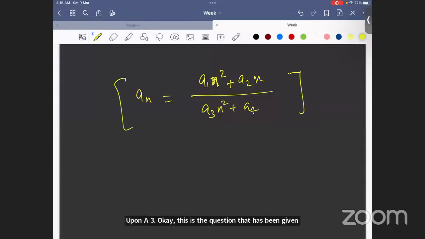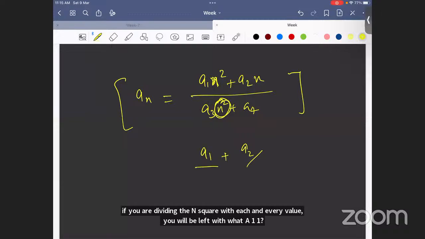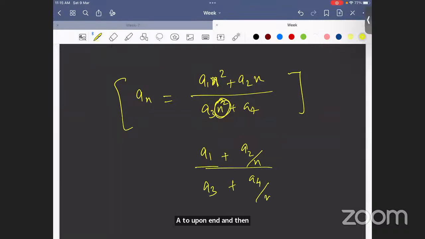So what will you do? If you have been given this type of sequence, you have to calculate whether it's converging, and if it is converging, at which particular point. The first step is you can directly divide n square with all the values. If you are dividing n square with each and every value, you will be left with a1 plus a2 upon n, and then a3 plus a4 upon n square, correct?